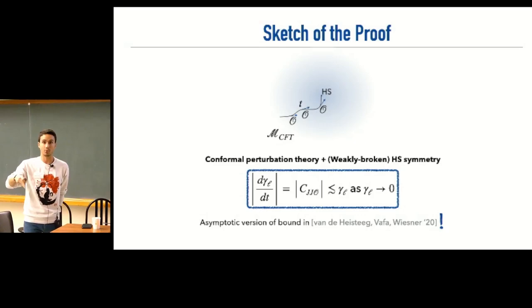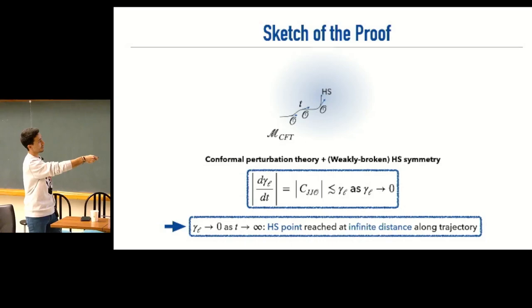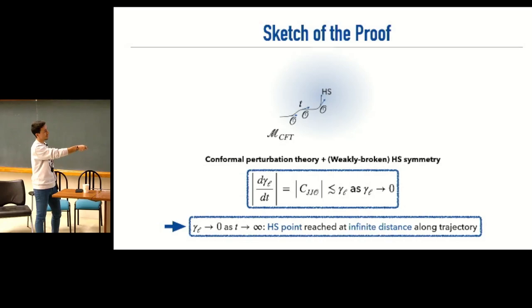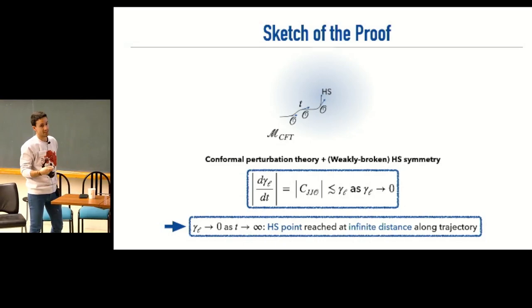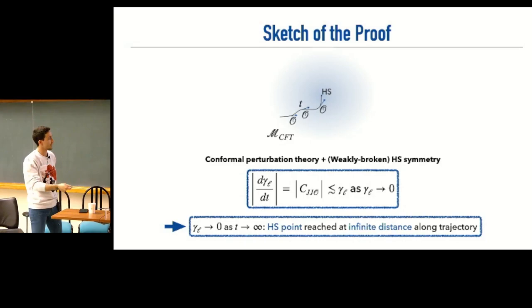This is important for us because if I take this differential equation with this constraint and try to solve it, I get that gamma L will go to zero only if T goes to infinity, which means that the higher spin point is reached at infinite distance along this trajectory. And this is actually very easy to understand. This equation is telling me that gamma cannot go to zero faster than an exponential, and the exponential takes an infinite distance to go to zero.